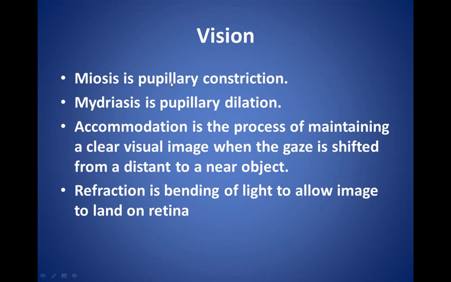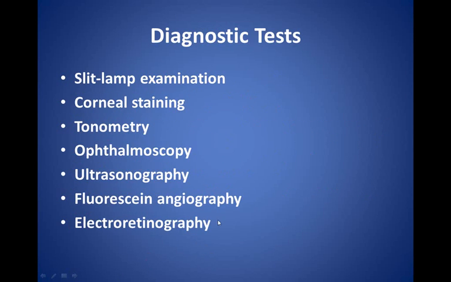Vision: miosis is constriction. Mydriasis is dilation. Accommodation means keeping a clear gaze from distant to close. Like if you're driving your car, you're looking at the road, you see a cop, you have distant vision, you look down to see how fast you're going. That would be accommodation, maintaining a clear visual image from distant to close. And then you have refraction, which is the bending of the light. So if you go to the eye doctor and you have your eyes dilated, what kind of drops are they using? That would be mydriatic drops.